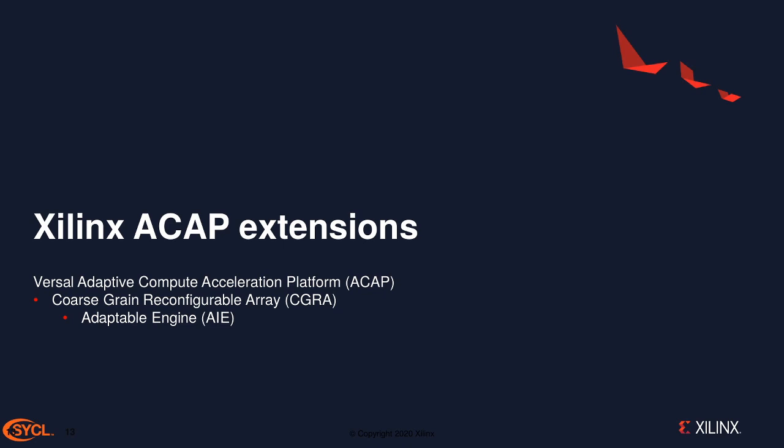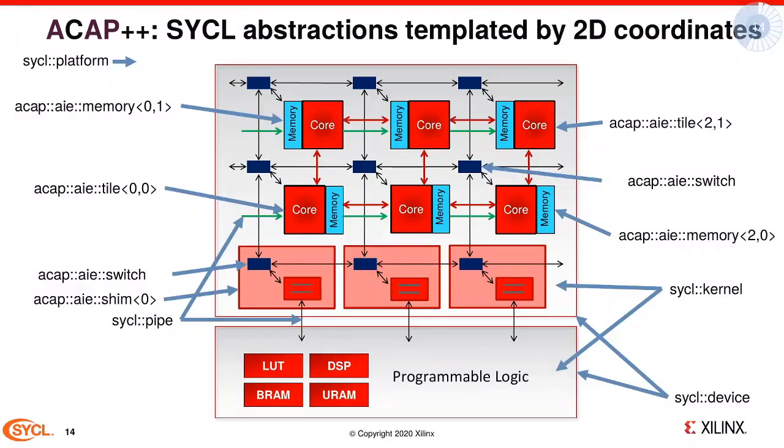the ACAP extensions. So the ACAP is for our Versal Adaptive Compute Acceleration Platform. And in this platform, we have a coarse grain reconfigurable array with an AI engine. So the architecture is you have a lot of cores with their own memories and some specific network on chip to interconnect everything, and you have also an FPGA on board interconnected to this CG array. That means that we need a framework to program everything at the same time in a single view, so in a single source approach.